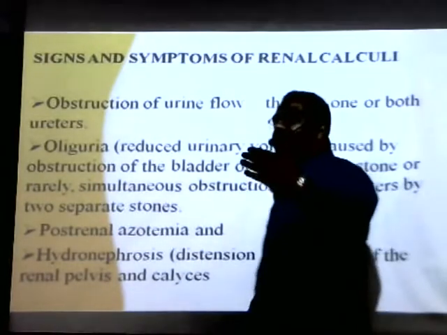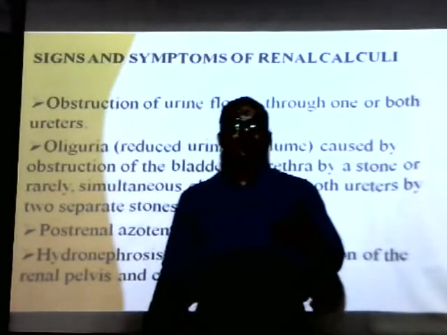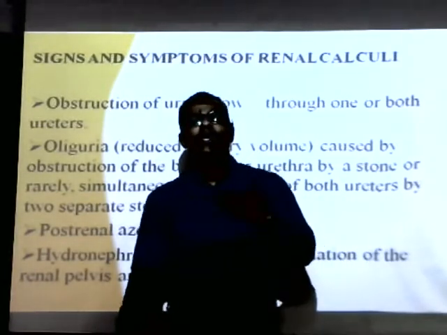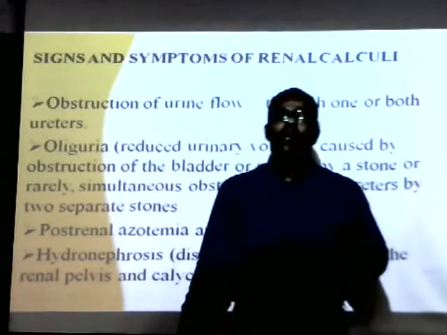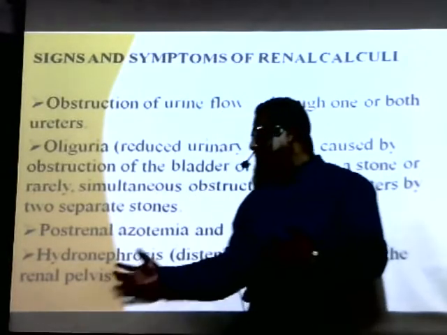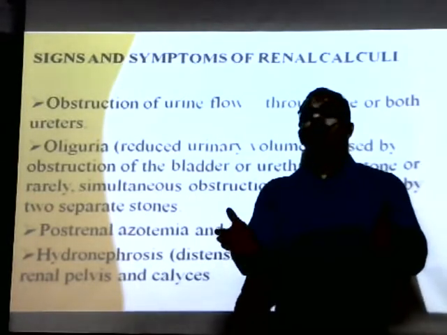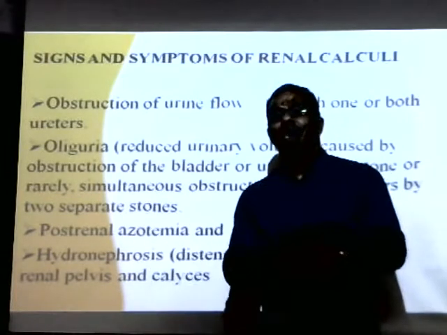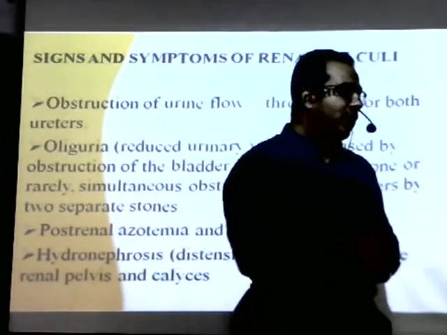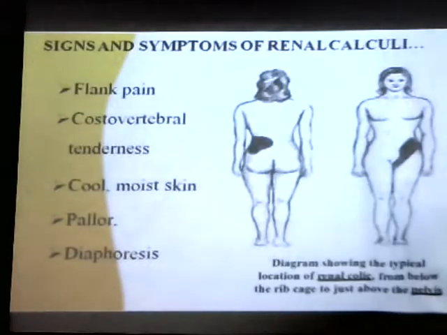Usually when we are looking at an ultrasonographic report, we see that grade 1, grade 2, or grade 3 hydronephrosis is present. Grade 1 suggests that the distension is not too much, whereas grade 3 suggests that there is an excessive dilatation of the calyxes and the pelvis.